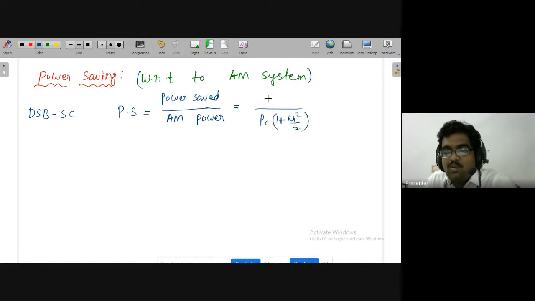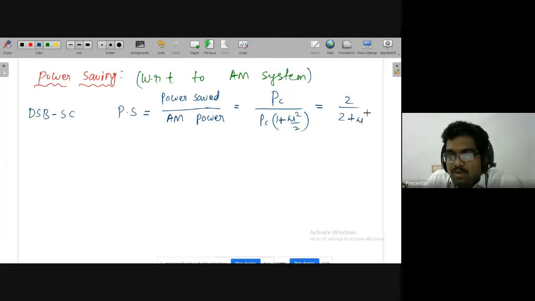Here, how much amount of power am I saving? PC amount of power I am saving, because in DSB I am not using PC. That means I am saving that power. That you have to write in the numerator. So if PC cancels, then directly I can write 2 by 2 plus mu square is the DSBSC power saving. Once you are given mu, then directly you can write the power saving. And we know in case of DSB, the maximum mu is 1.